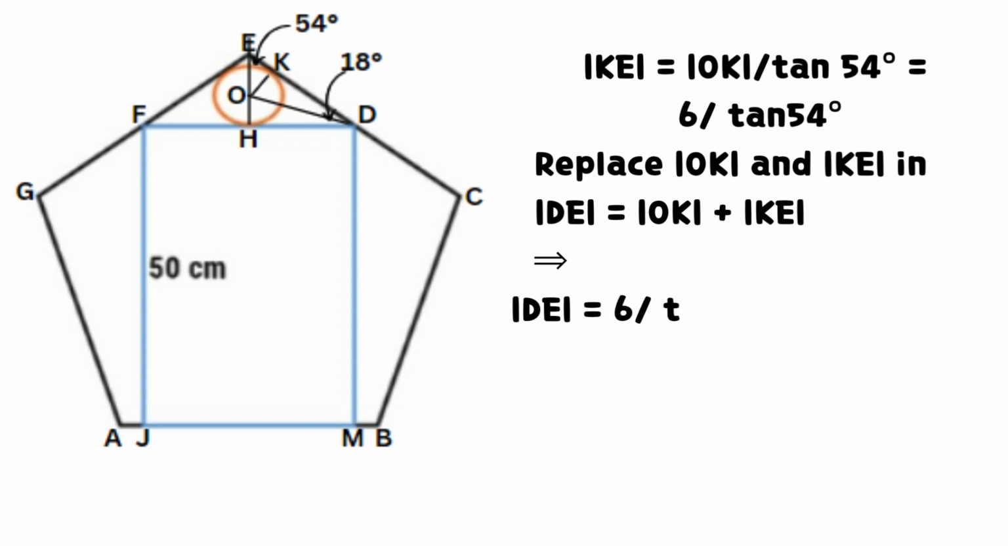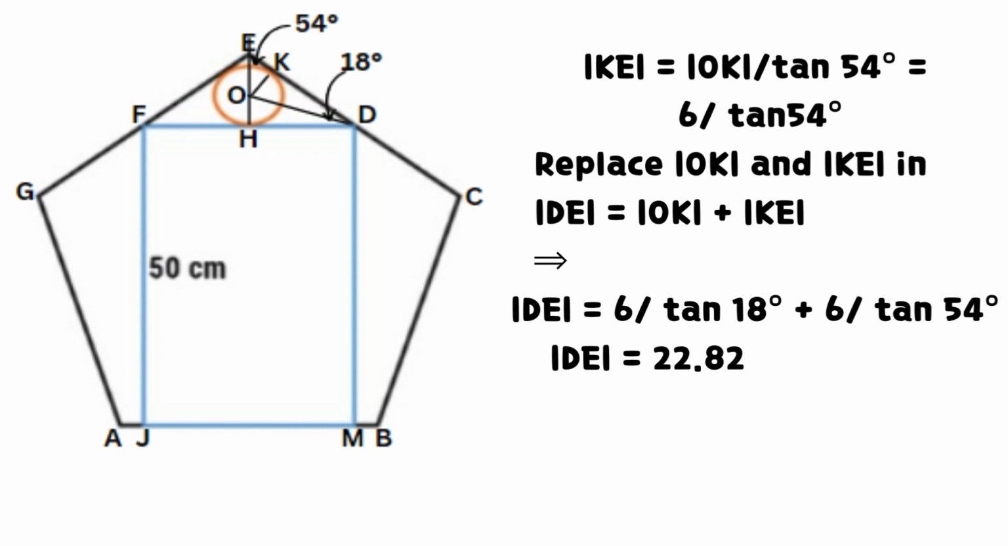Replace OK and KE in the equation of line DE. We have after substitution that the length of line DE equals 22.825356391 centimeters, which we call equation 3.